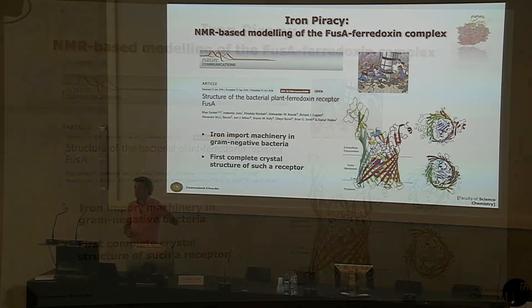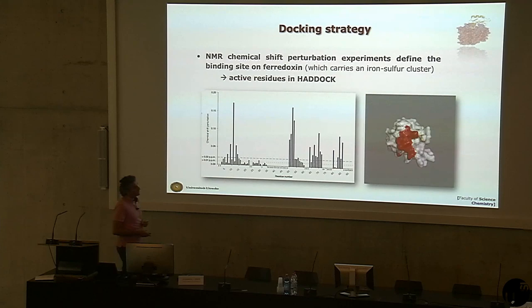So this is information. Since they could not crystallize the complex, they resorted to NMR to study the other partner, ferredoxin, and they did this HSQC experiment that I showed you before. What you see in this plot is the amino acid sequence in terms of numbers, and this will be the displacement of the signal in the spectra when you do these titration experiments. You see that there are specific regions along the sequence that are affected by the binding. So now you're looking at ferredoxin and you are titrating the receptor in solution.